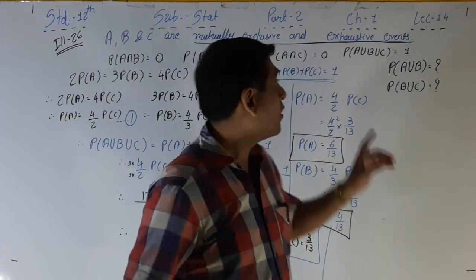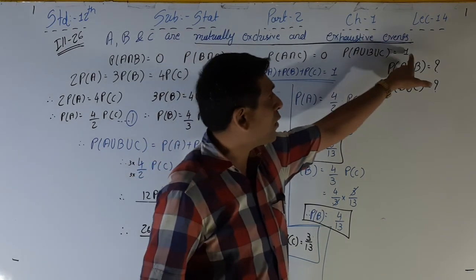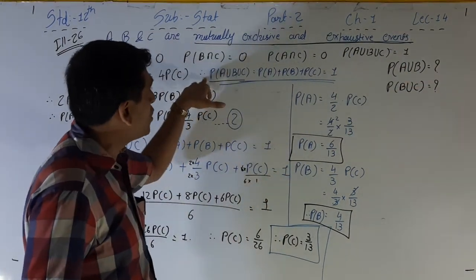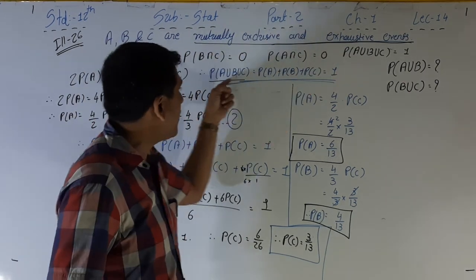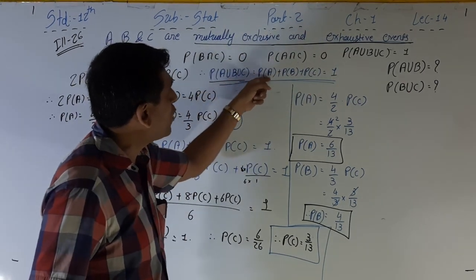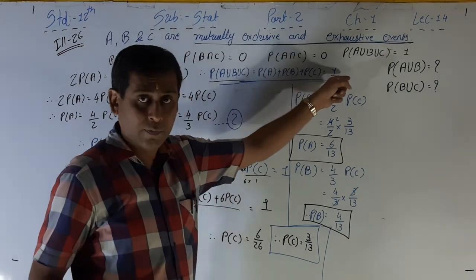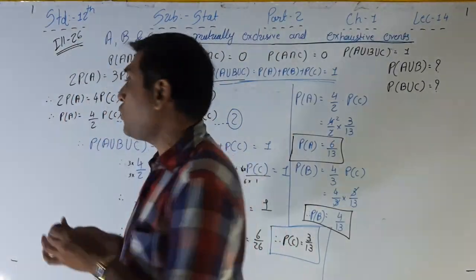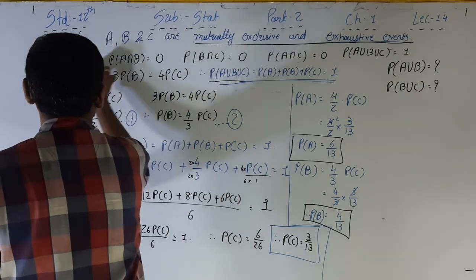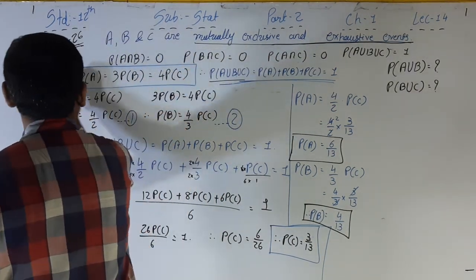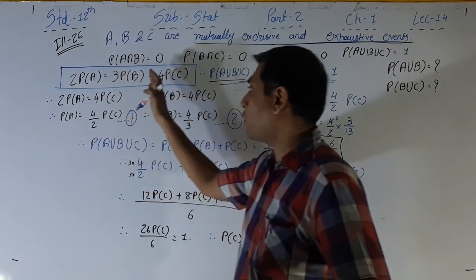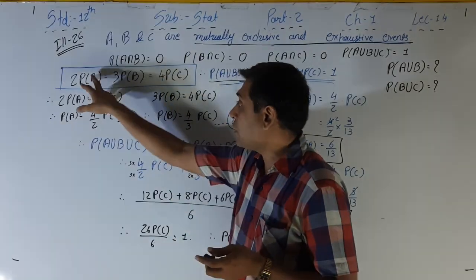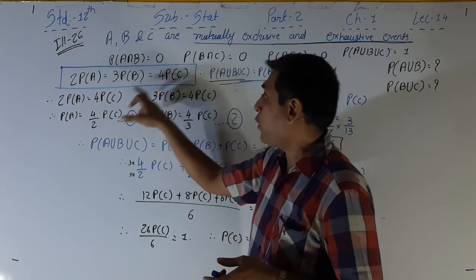And here, exhaustive events union is equal to 1. What is the formula for exhaustive and exclusive? Mutually exclusive and exhaustive events: A union B union C is equal to P(A) plus P(B) plus P(C) is equal to 1. But here the relationship between three events is given: 2 P of A is equal to 3 P of B is equal to 4 P of C.